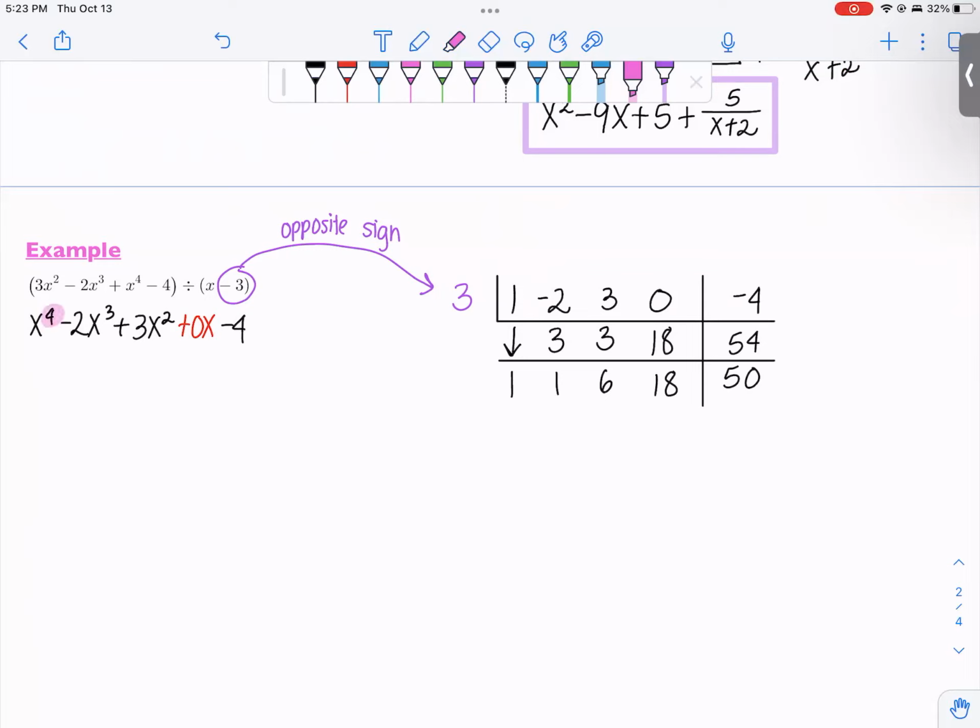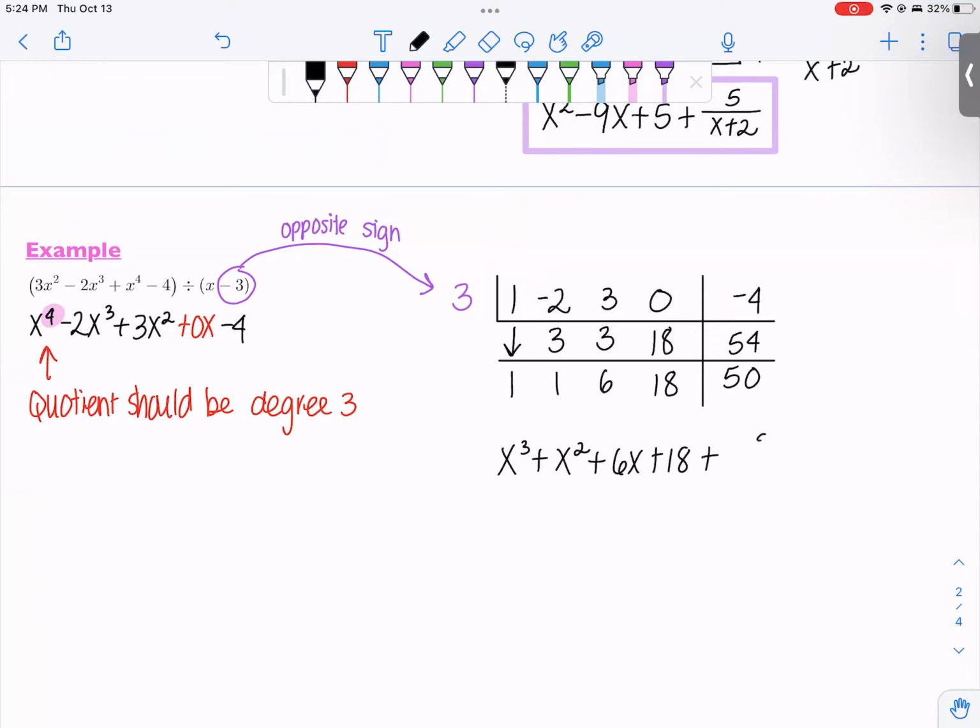We started with a degree 4, which means our quotient should start with degree 3. So this coefficient right here is the coefficient on x cubed. So we have 1x cubed plus 1x squared plus 6x plus 18, plus the remainder, 50, over the divisor, x minus 3.